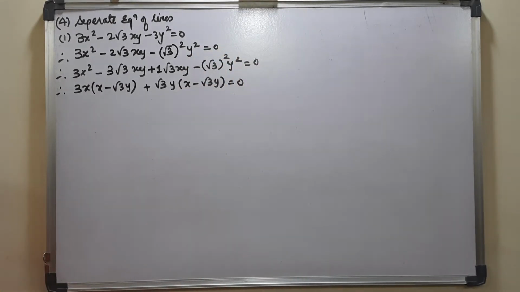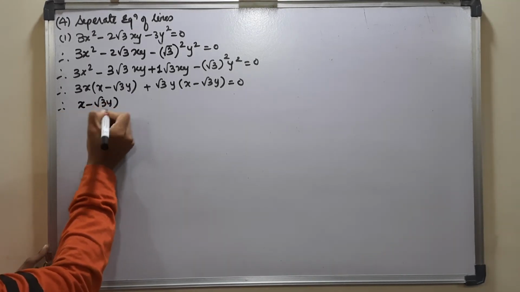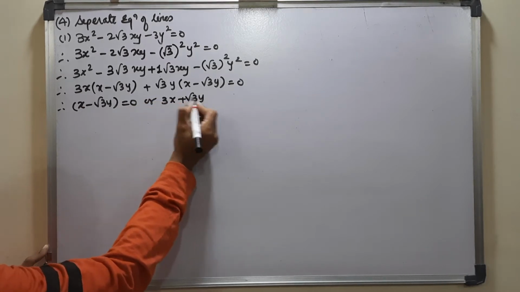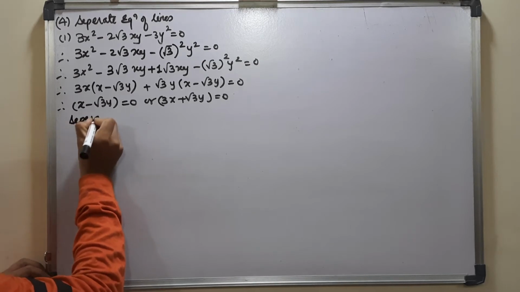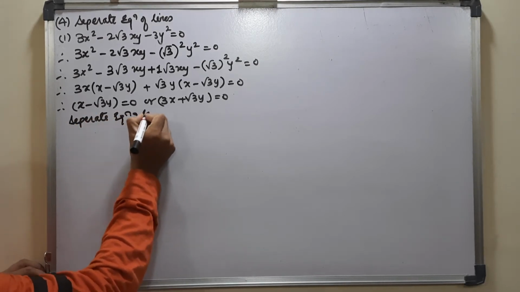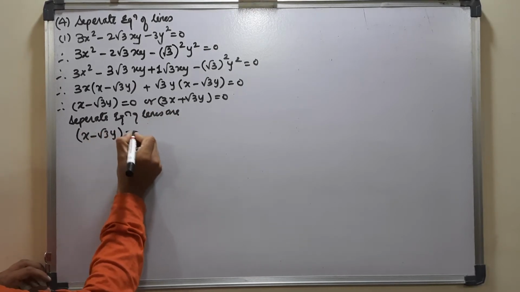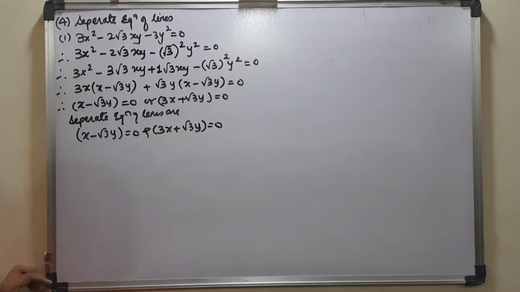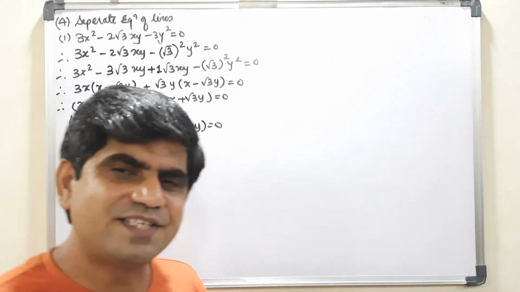So I get the two equations, which are x minus root 3y is equal to 0, or 3x plus root 3y is equal to 0. Therefore the separate equations of lines are x minus root 3y is equal to 0 and 3x plus root 3y is equal to 0. This is your method 1 where you need to factorize. Now suppose you are not doing factorization and you are trying to solve it.